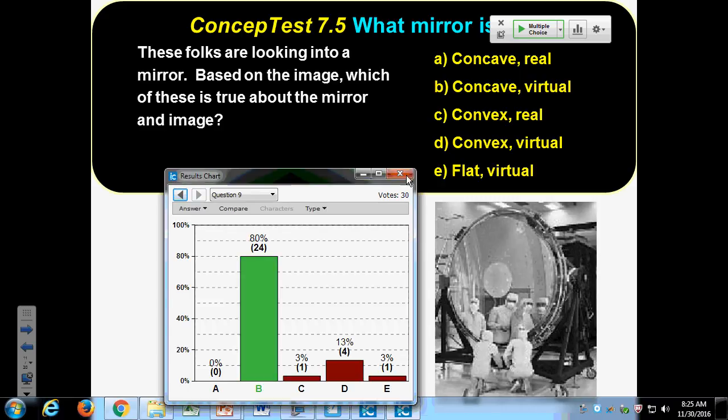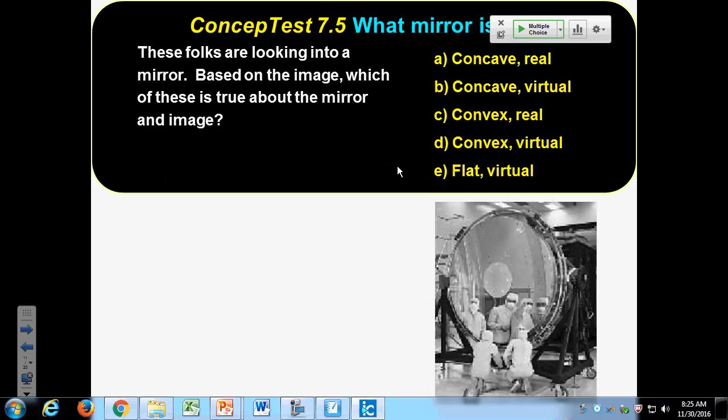All right, good. It's a concave mirror, and those are virtual images. That's the Hubble Space Telescope, the mirror for the Hubble before it went up.